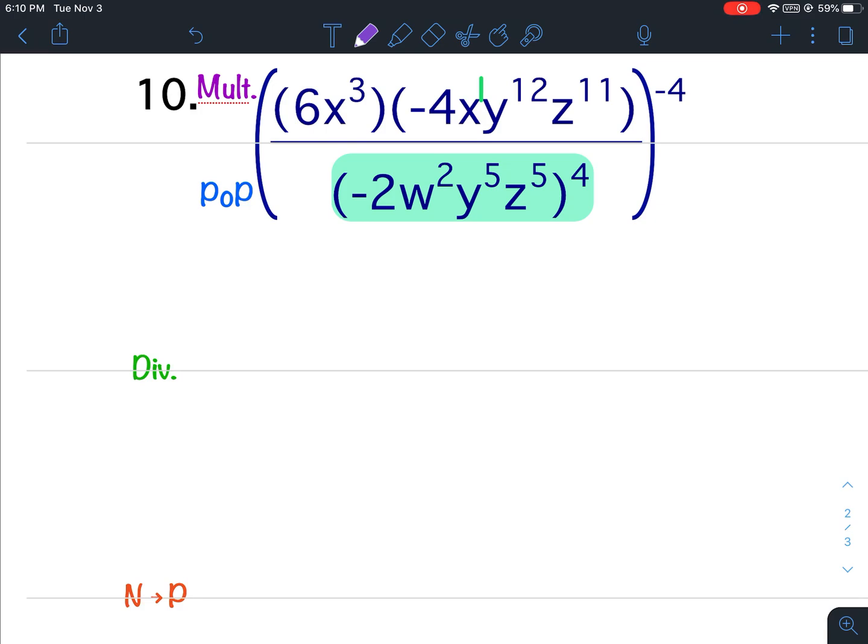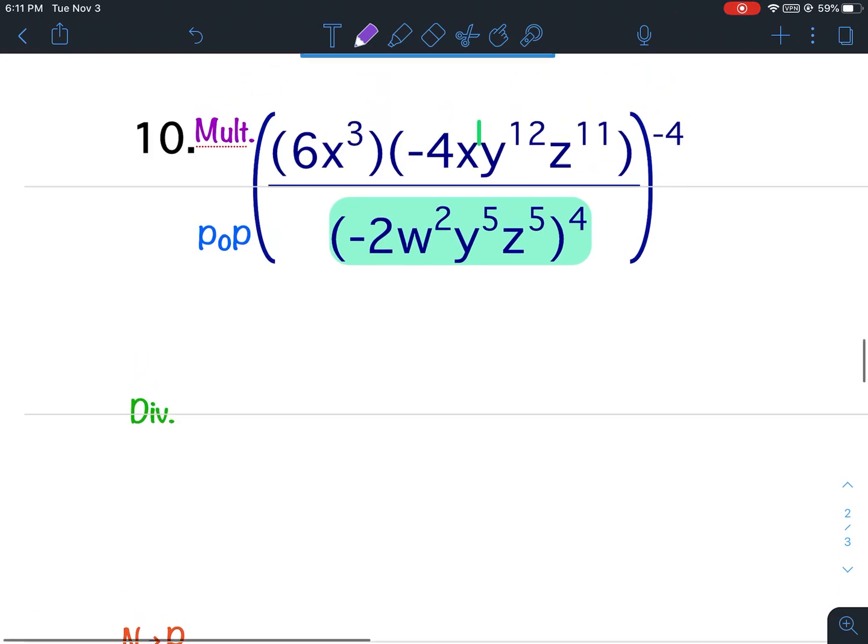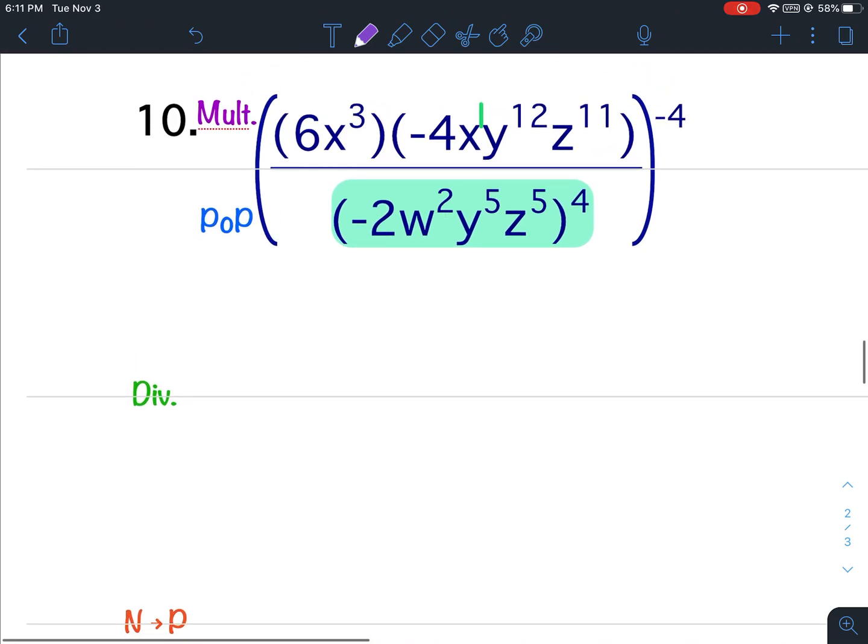In number 8, we needed to multiply before we could divide. In number 9, we needed to do a power of a product before we could divide. And for number 10, we have to do both before we can divide, and we can do them both at the same time. We're going to multiply in the numerator, and we're going to do the power of a product in the denominator.